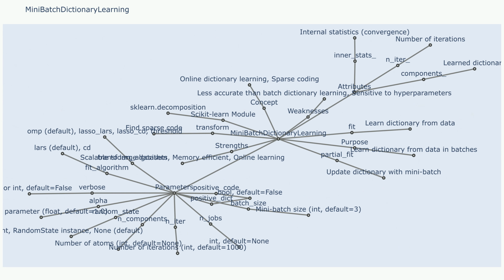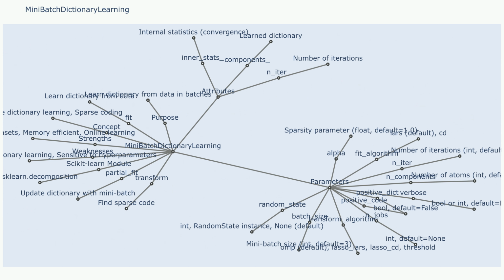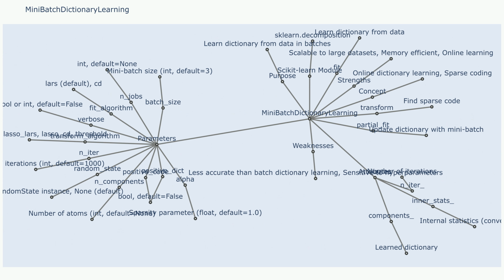3. Mini-batch learning. The mini-batch part of the name indicates that the algorithm operates on small batches of data, instead of processing the entire dataset at once. This is particularly beneficial when dealing with large datasets, as it can significantly reduce the computational cost.